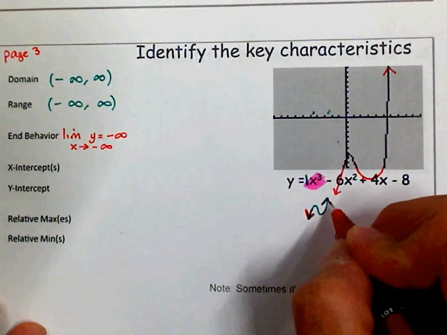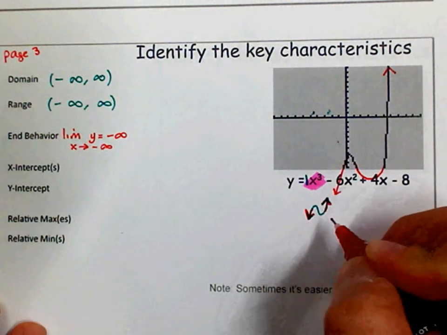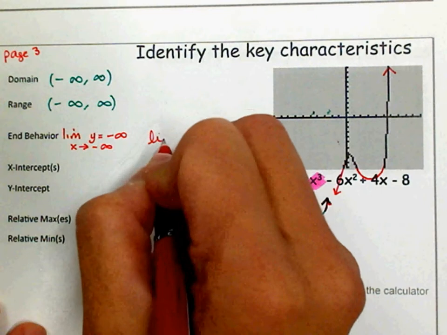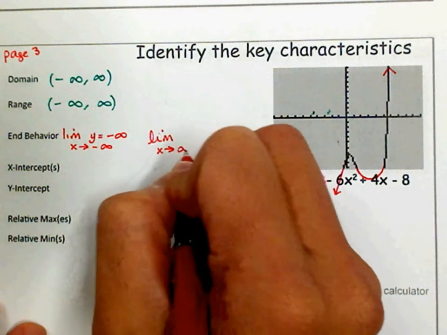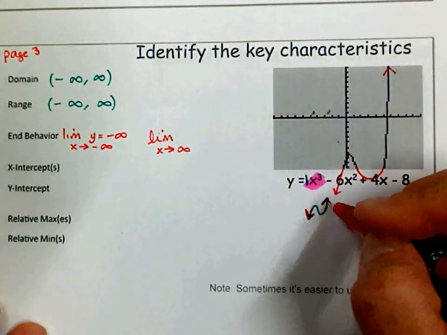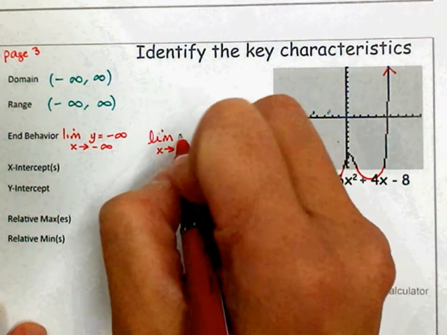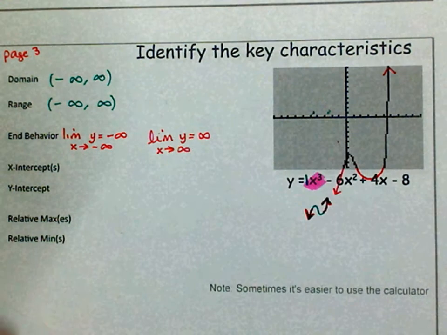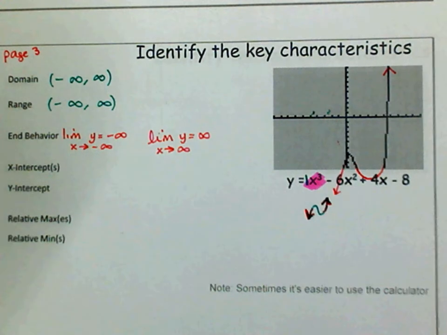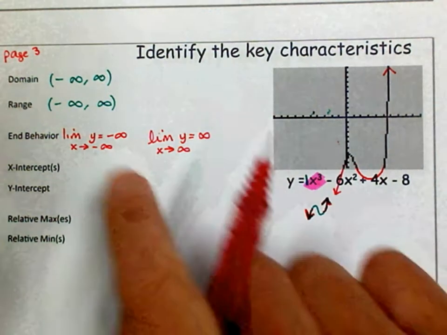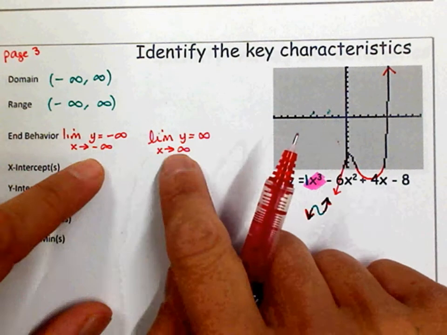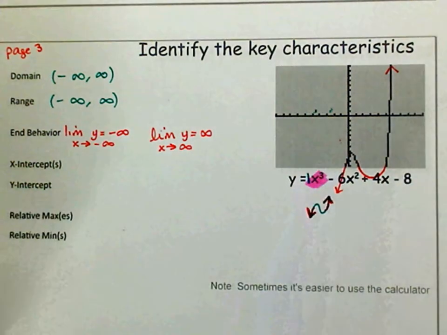Your right-hand side. Over here is your right-hand side. For right hand, you write limit, x is approaching positive infinity. What is happening to the right side? It's rising up, rising right. And if it's rising to the right, that means it's going toward the positive. Okay? By the way, if these were the same, I will teach you guys how to write that later.